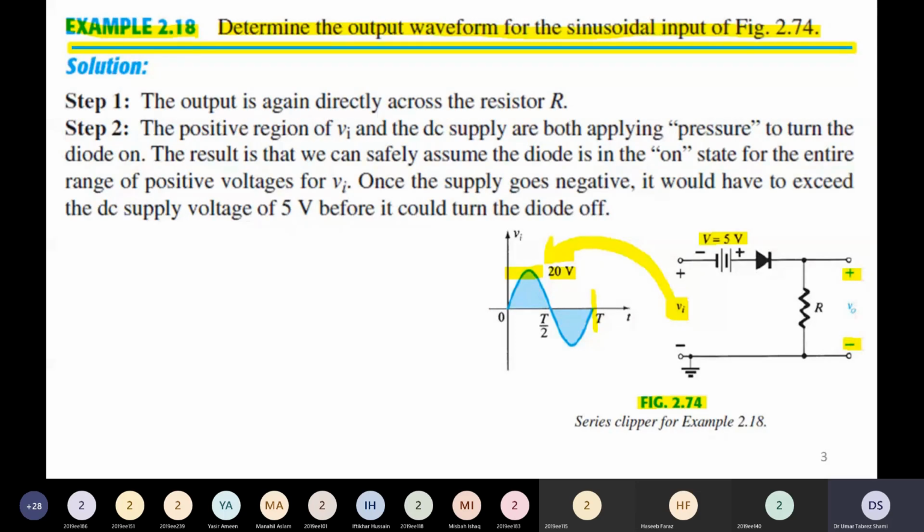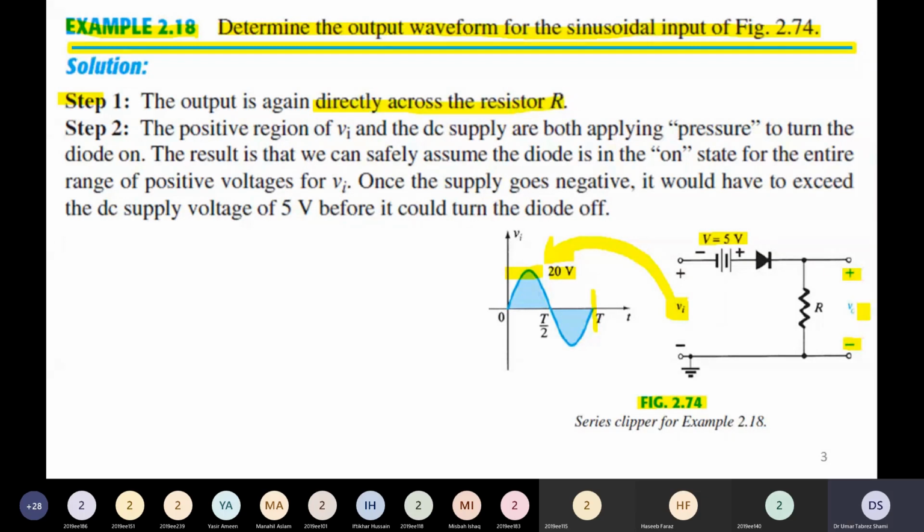So the solution is, in fact, the process of how to analyze clipper circuits. The solution has been divided into a number of steps. The same number of steps and the same sequence of steps we will apply to analyze any given clipper circuit. So step number 1 is that the output is again directly across resistor R.